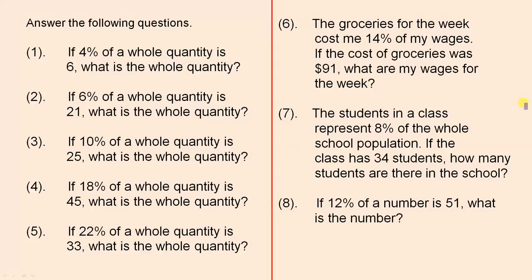So remember the three parts. Write the simple number sentence in the beginning, do a division to find 1%, and then multiply that answer by 100 to give you the final answer.